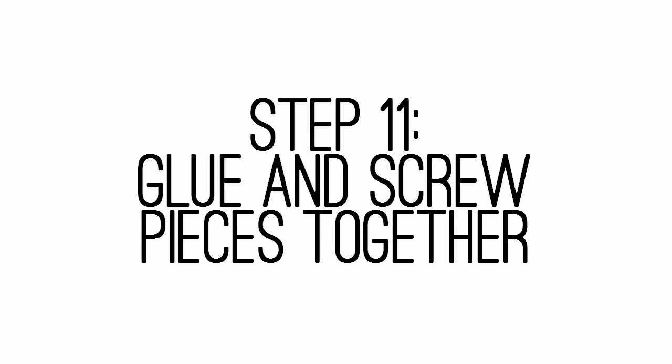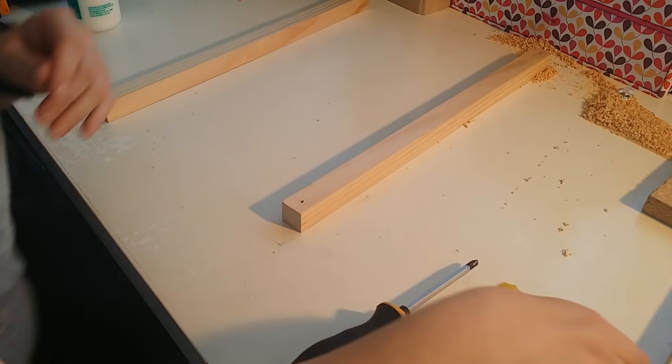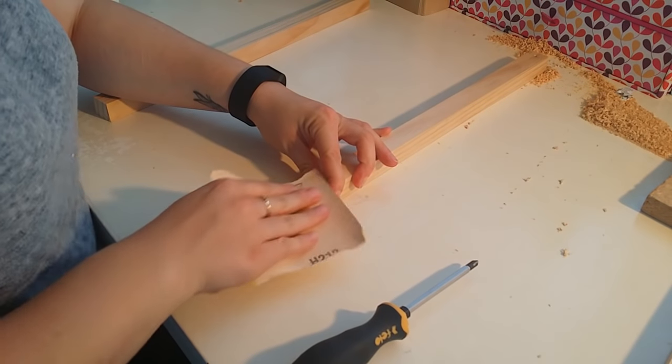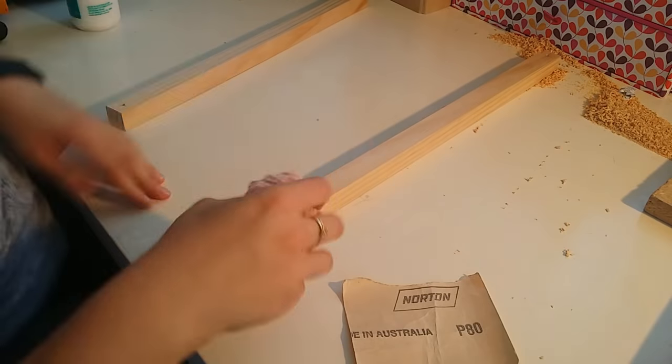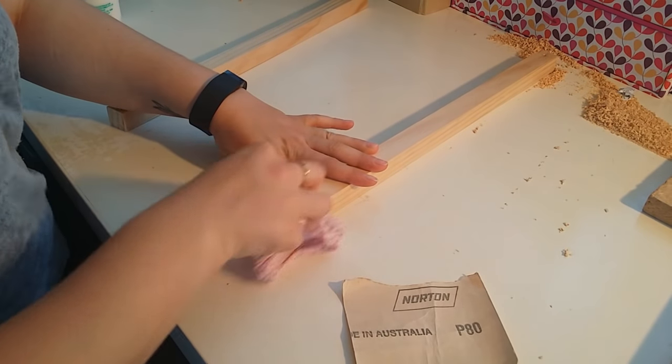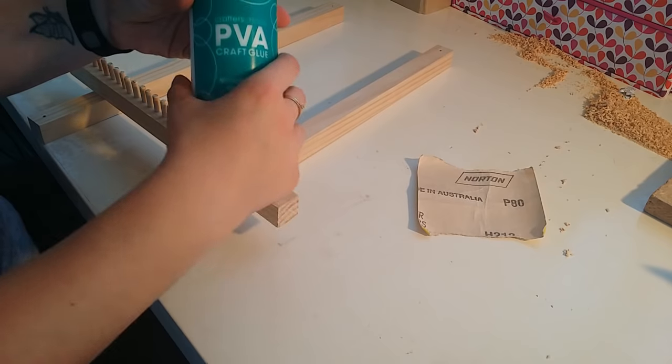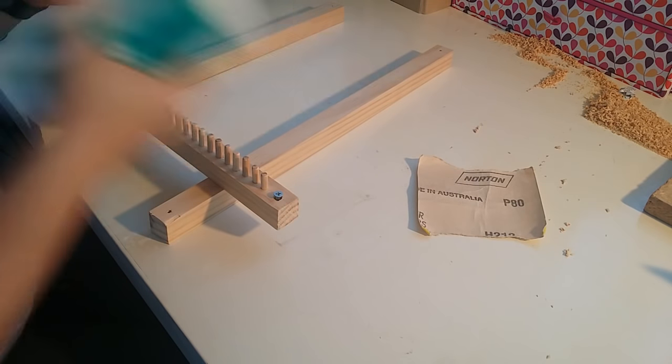Now you need to glue and screw the pieces together. So initially when I did this, I didn't glue the pieces together. I just decided to try screwing them together to see if that was strong enough, but I definitely found that gluing was necessary. First, you need to sand around the pilot holes on all of the pieces of wood. Then clean them off with a dry cloth just to get that dust off. Then you can put the PVA glue on.